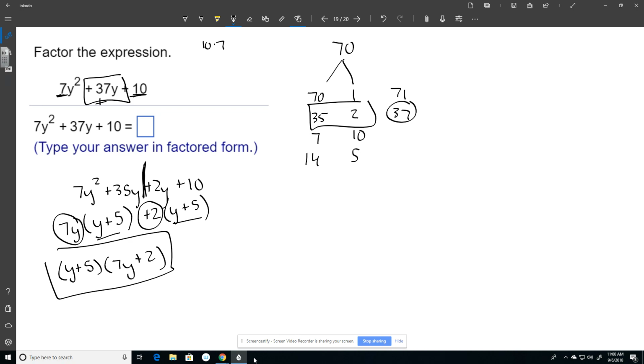I can check my work by FOILing. Y times 7y is 7y squared. Y times 2 is 2y. 5 times 7y is 35y. And 5 times 2 is 10. Combine like terms, 7y squared. 2 plus 35 is 37y plus 10, which is what I started with. So that means that that was correct. So this is my final answer, and we like it.